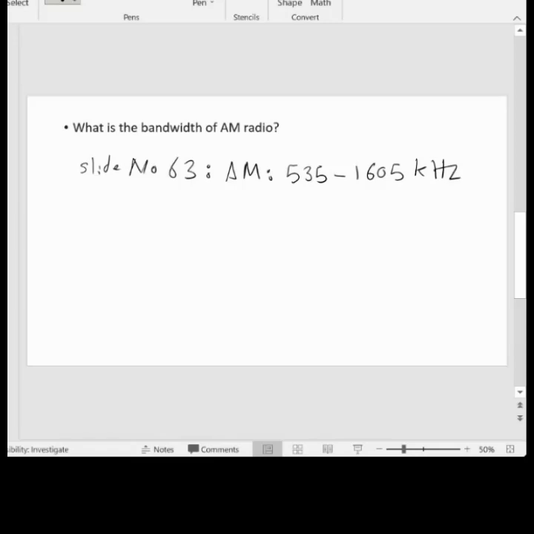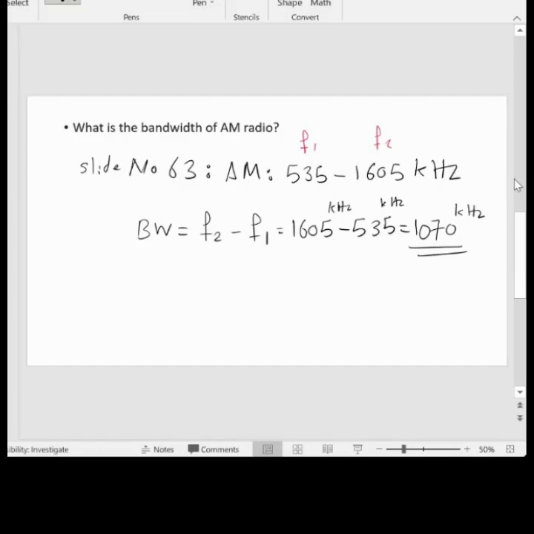So now we want to see what this bandwidth is. We said the bandwidth is the upper frequency limit minus the lower frequency limit. So this is our F2, this is F1. Then we have 1605 minus 535, and we get a value of 1070. Since both of them are in kilohertz, this is in kilohertz too.